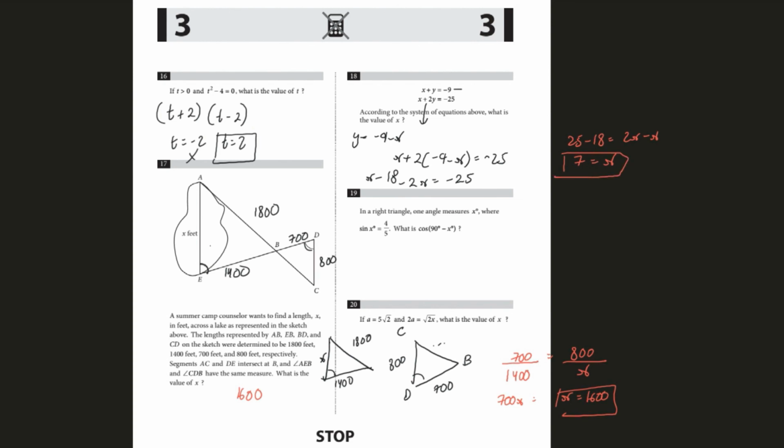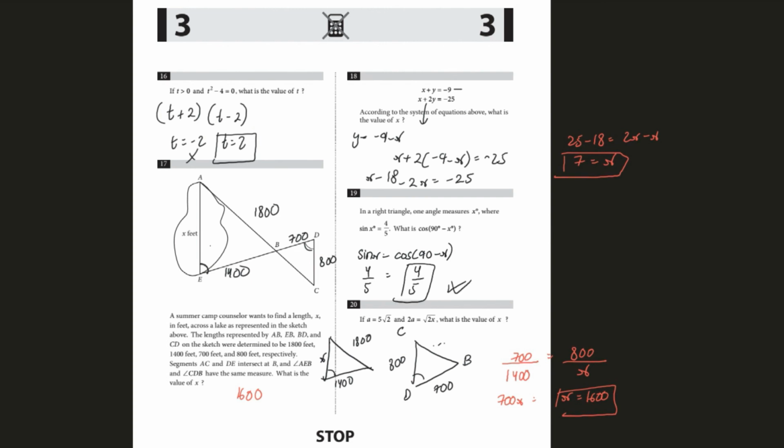In a right triangle, one angle measures x degrees where sine x is equal to 4 upon 5. What is the value of cos of 90 minus x? So this is a trigonometric identity. Sine x is basically equal to cos of 90 minus x. So if sine x is 4 upon 5, then cos of 90 minus x will also be 4 upon 5. And 4 upon 5 is your answer.